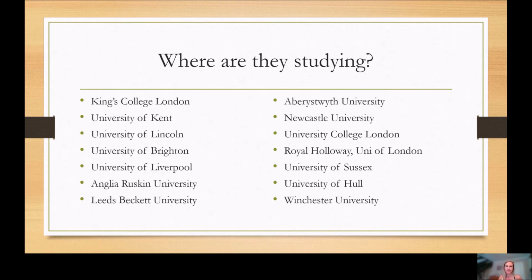Where are they studying? In front of you, a selection of the kind of places where our students go and study. King's College London, University of Kent, University of Brighton, Liverpool, Anglia Ruskin, Leeds, Royal Holloway, University of London, UCL, Aberystwyth, anywhere and everywhere, I think is really a way of summarising what and where you can go after English. It really expands your skills, your research, time management, expression, so many skills that get improved with English study.